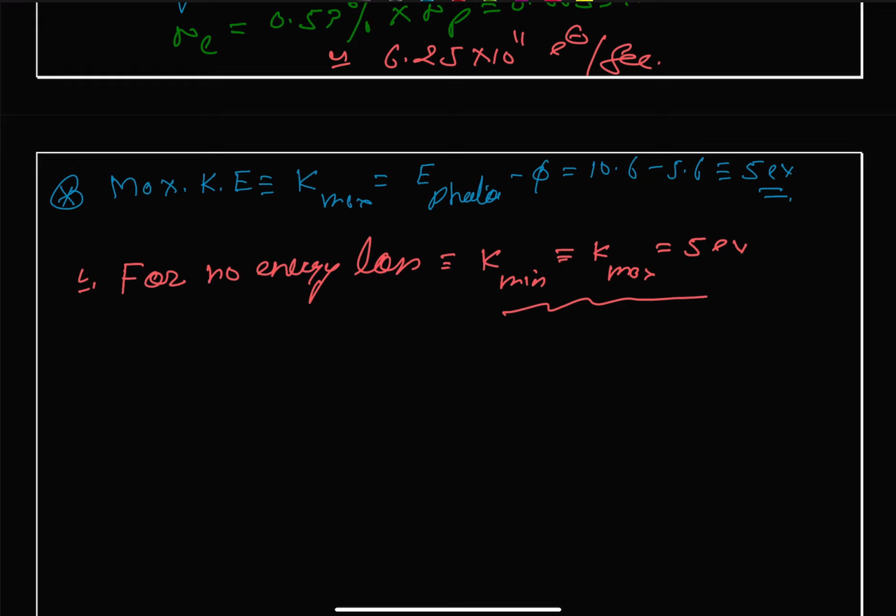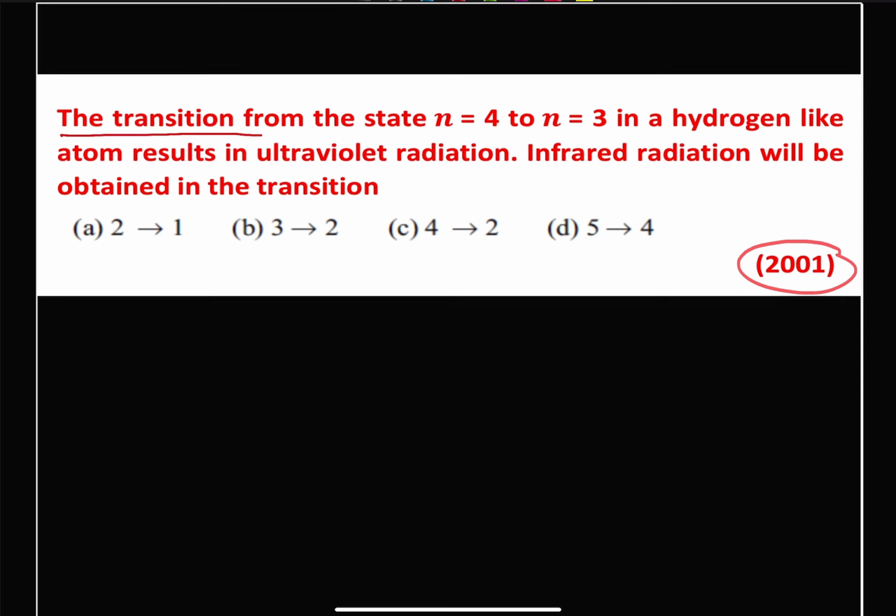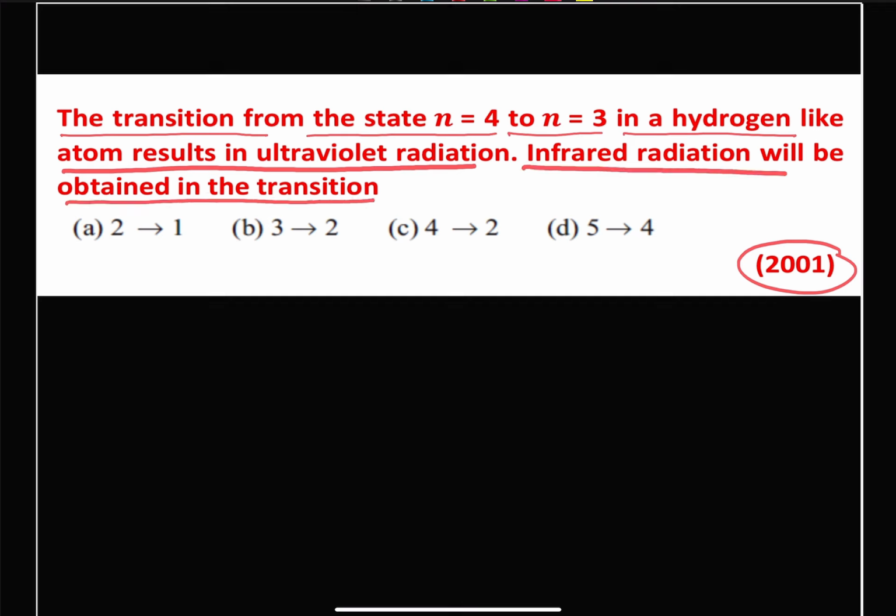Next question. It was asked in the year 2001 and states that transition from the state n equal to 4 to n equal to 3 in a hydrogen-like atom results in ultraviolet radiation. Infrared radiation will be obtained in the transition. So we are going to find out when the transition takes place, the resulting radiation should be infrared.